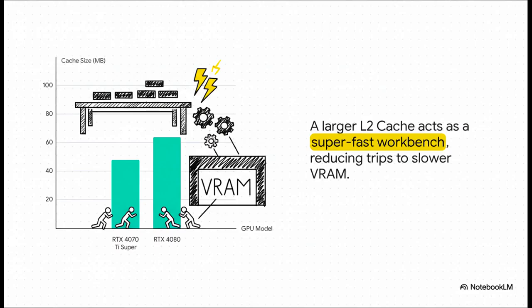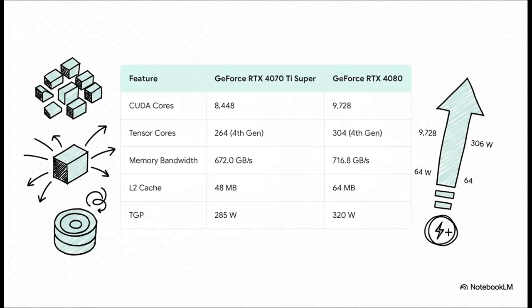A bigger workbench means they can keep more of their tools and parts right there instead of having to take a long walk back to the main warehouse, which is the VRAM. The 4080's bigger 64 megabyte cache means fewer of those slow trips, which really adds up to a snappier, more efficient GPU. So let's just lay it all out side by side.